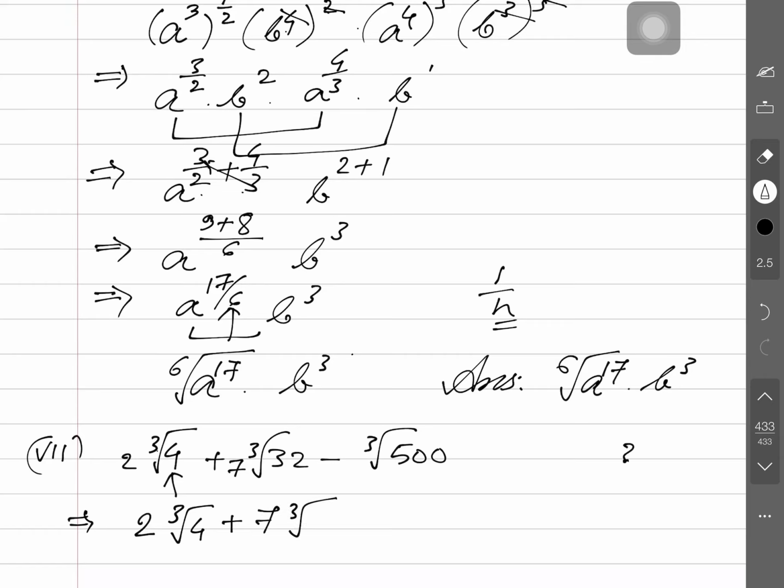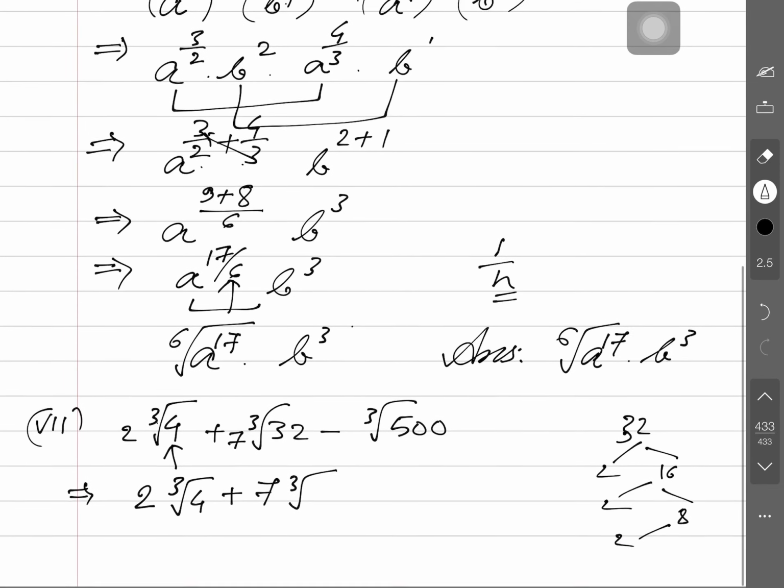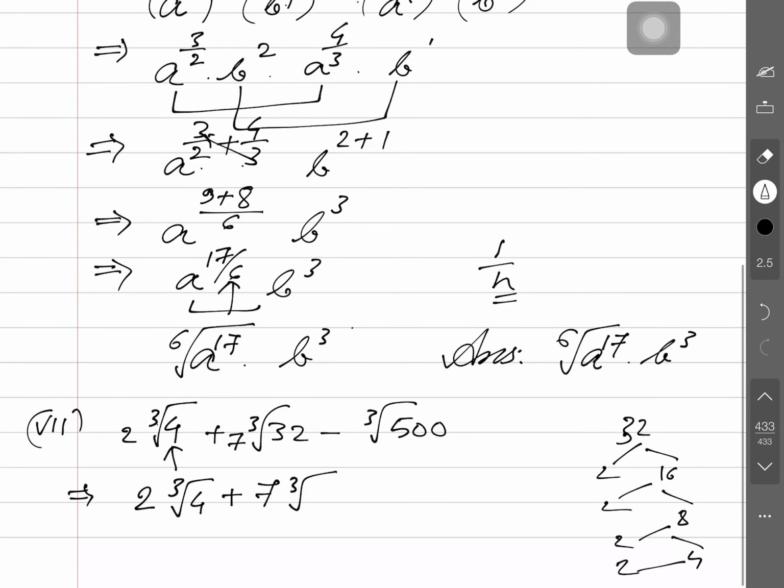Again 32: 2, 16; 2, 8; 2, 4; and 2, 2. So 5 times 2. So 3 times 2 we take together, and 2 times 2 are here. Okay. Now next is the indices and this 500. How can we factorize the 500? Please tell me.